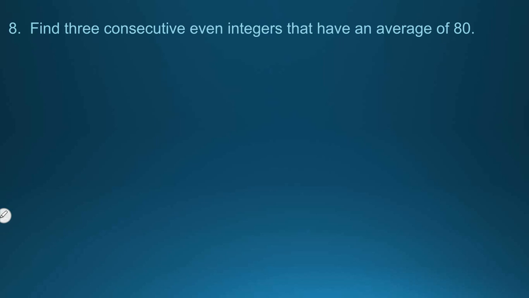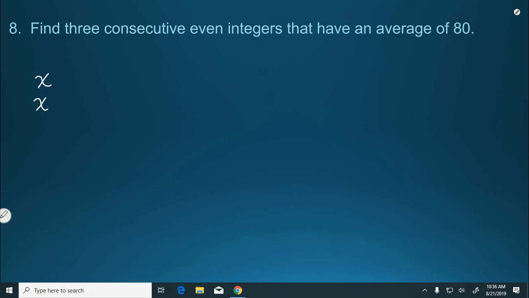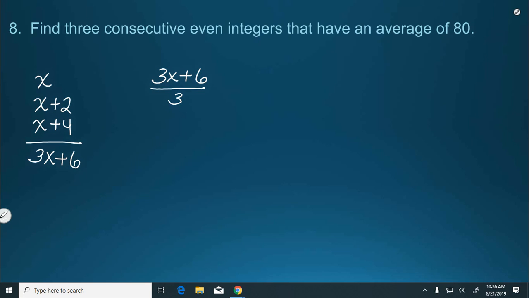So this time we have 3 consecutive even integers, very similar to what we had in the last problem. So we start with x, then we have x plus 2, and then x plus 4 gives us 3x plus 6 again. And since that is the sum of all 3, and we want to calculate an average, I'm going to divide it by 3. 3 numbers divided by 3 gives me an average of those 3 numbers, and that equals 80. So now again, there are 2 ways I can do this. I can divide both the terms by 3, or I can multiply both sides by 3. I'm going to do it both ways just to show you what would happen.